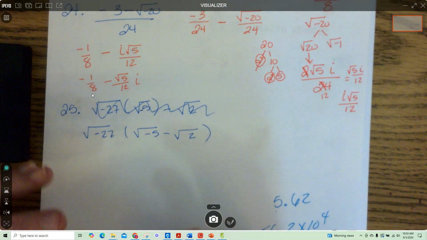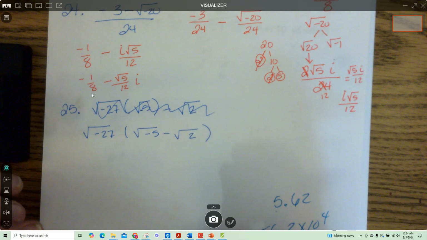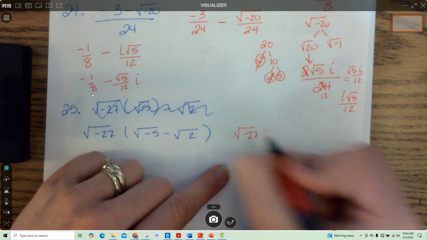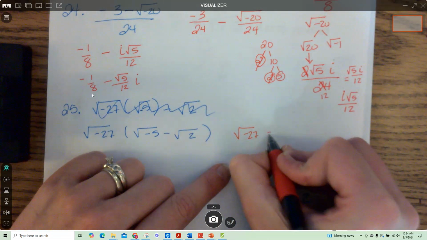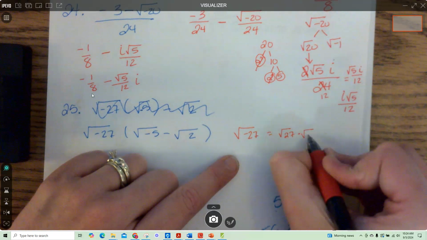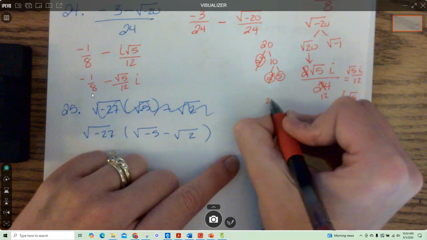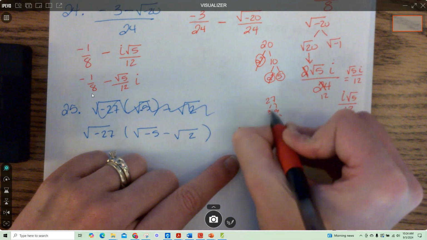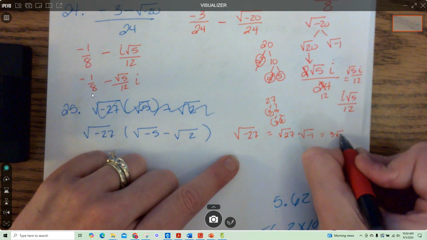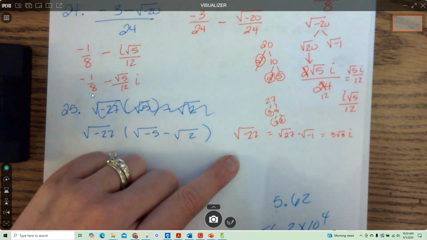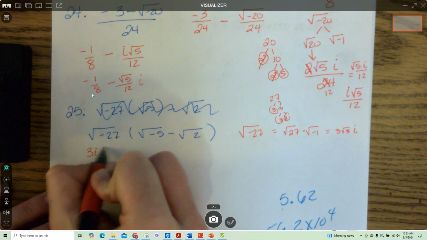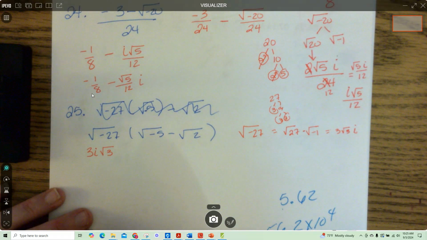Okay, last one here. We're going to break each piece down individually, and then we'll put it all back together. So the square root of negative 27, we've already done that, but it would be the square root of 27 times the square root of negative 1. 27, remember, is 3 times 9. 3 times 3 is 3 times the square root of 3i. Okay, so that's this piece. And I'm going to write it this way, 3i square root of 3, because I really do think that's right.